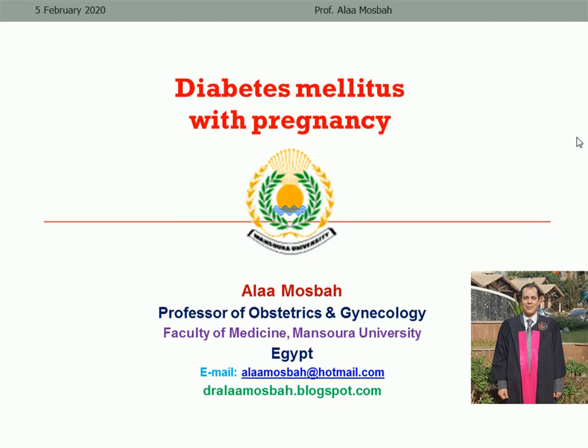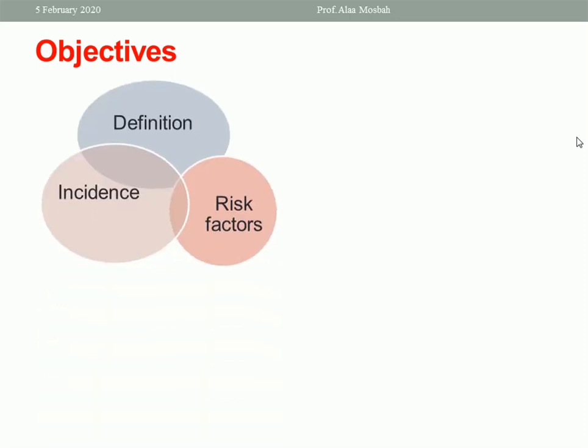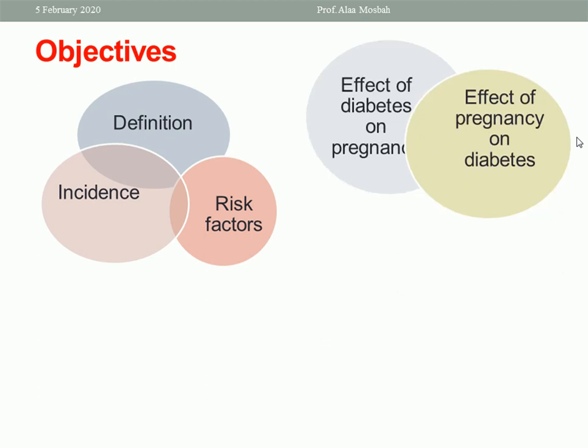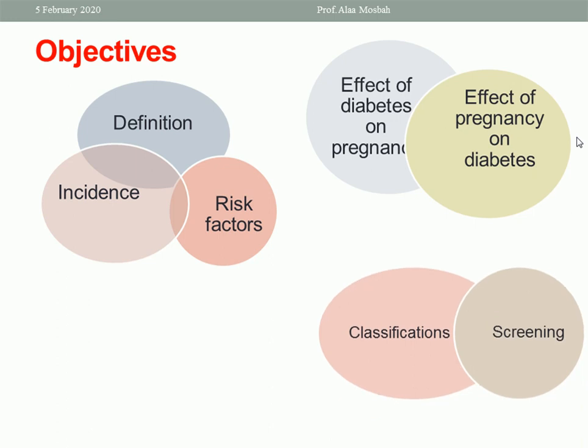Today I wanted to discuss with you diabetes mellitus with pregnancy. So, we want to discuss the definition, the incidence, risk factors, effect of pregnancy on diabetes, and the effect of diabetes on pregnancy, classification of diabetes mellitus, how to do screening for diabetes, what is the treatment of diabetes with pregnancy, and how to do care for newborn, and lastly some recommendation.